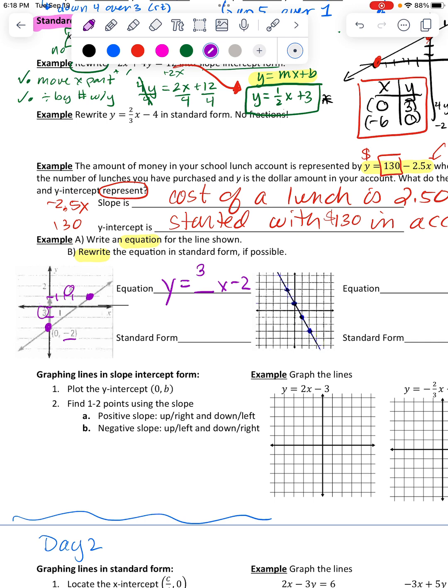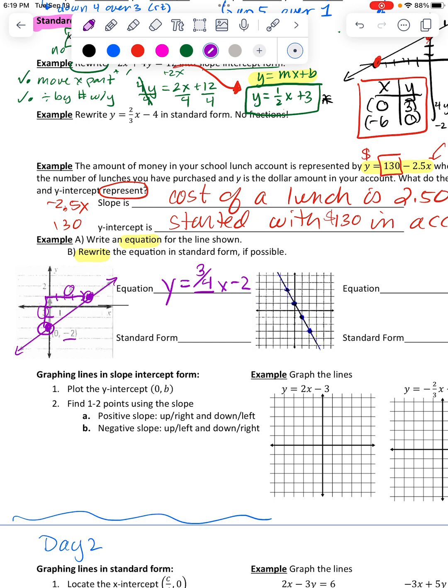So a rise of 3 over a run of 4. And it's positive because this graph, this line, is going up from left to right. So when I travel from this point to the other one, I'm going up and over. So positive. Okay. So standard form, you have to do two things, but you have to keep in mind we can't have fractions. So we're trying to keep in mind that we got to get rid of those later.